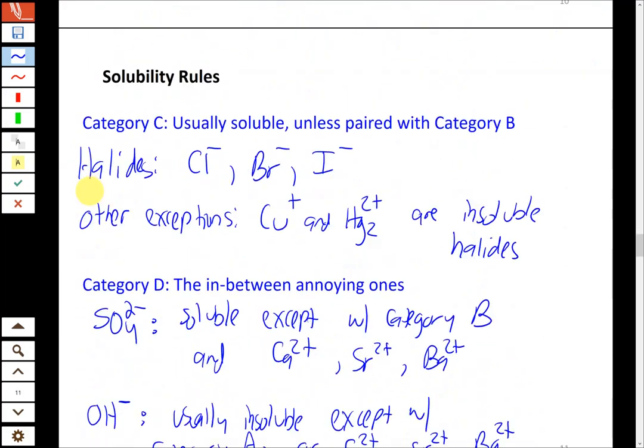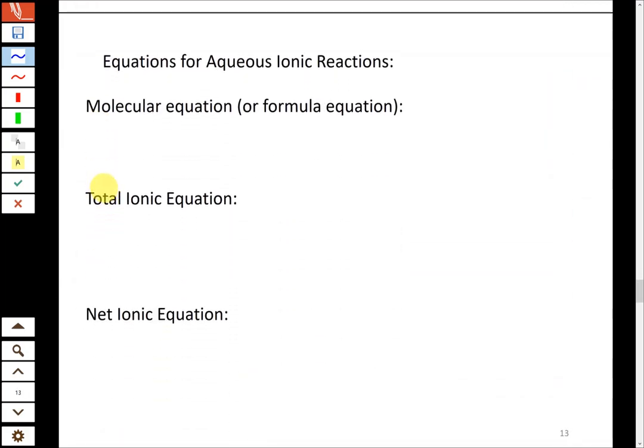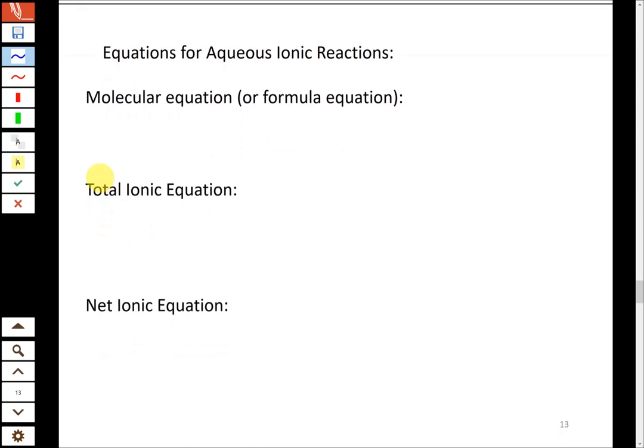Okay, so let's just talk about then how we use them to make predictions about precipitation reactions. So we can now write out the precipitation reaction in a few different ways that we're going to talk about. So there's the molecular equation, the total ionic equation, and the net ionic equation. I think the first and the third are the more common ones. Total ionic is kind of unwieldy in most cases, but it can be useful to consider, at least in some cases. But we're going to learn how to write these ionic equations in a few different ways.